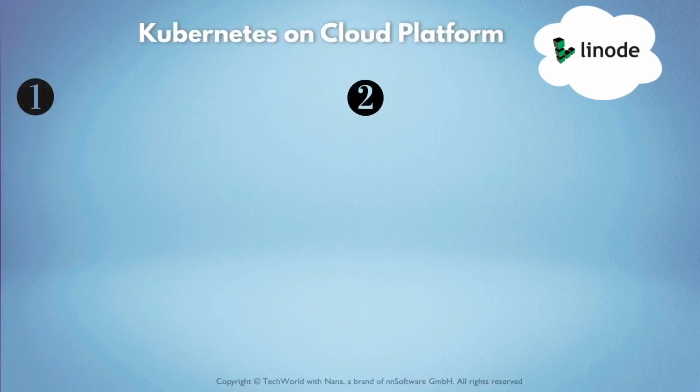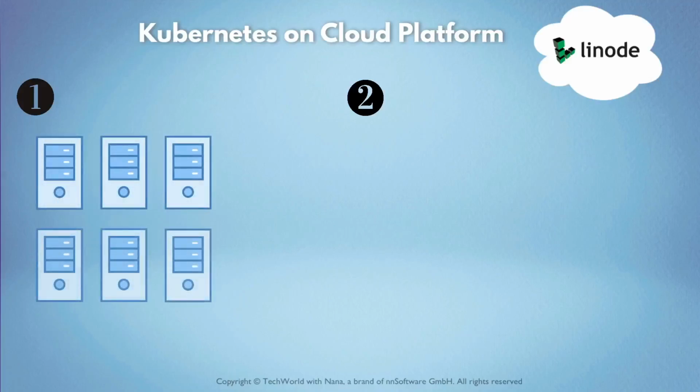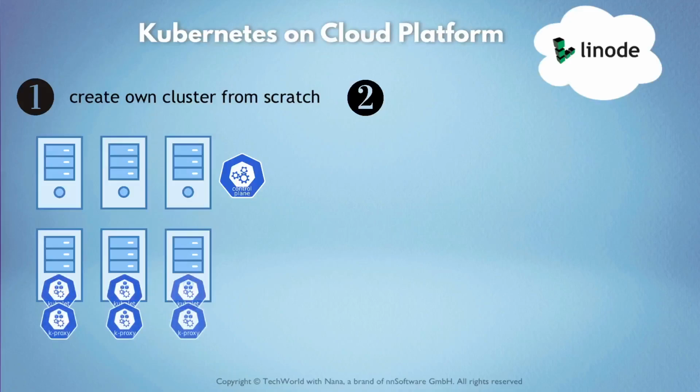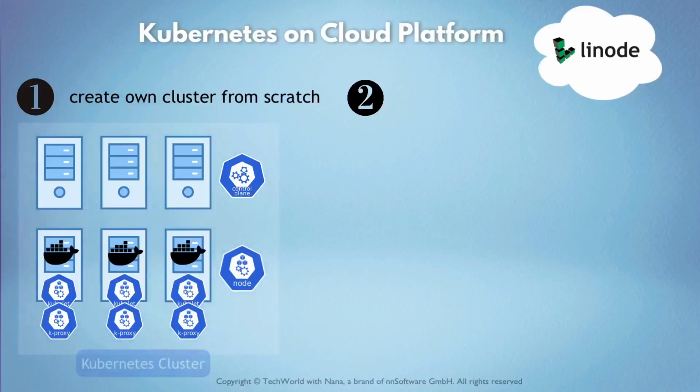Option number one is to spin up, let's say, 6 Linode server instances, and you can set up your own Kubernetes cluster from scratch, meaning you install control plane processes on 3 nodes and make them control plane nodes, then install the worker processes like kubelet, kube-proxy, and container runtime like Docker on the other 3 and make them into worker nodes. And once you have set them up, you have a Kubernetes cluster. And now you can deploy your applications in the cluster.